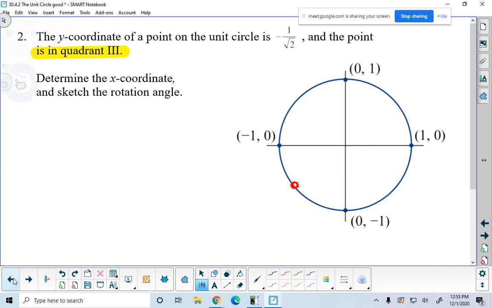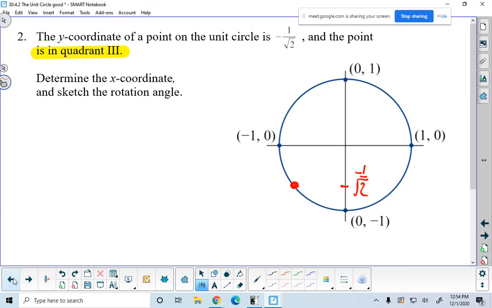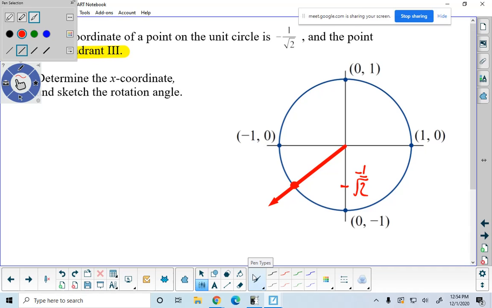And this is something you're going to have to get used to. I just want to clean this up a little bit. This is something that you are going to have to get used to, looking in the quadrants to decide based on positives and negatives for x and y where this point is. So we could actually draw this right now. This is what the terminal arm looks like. This is how we could draw the rotation angle.